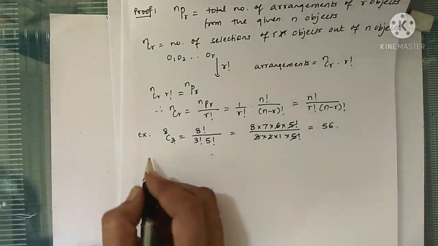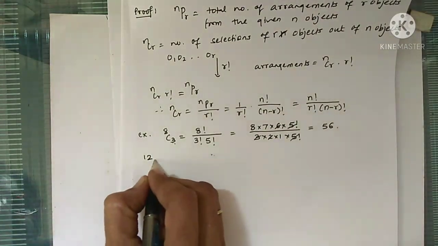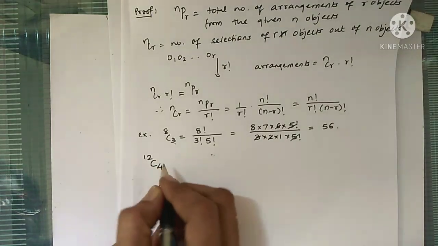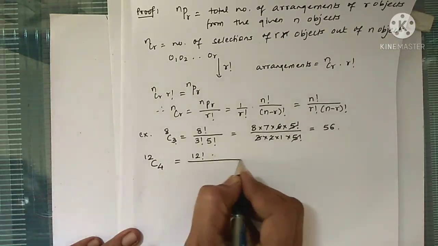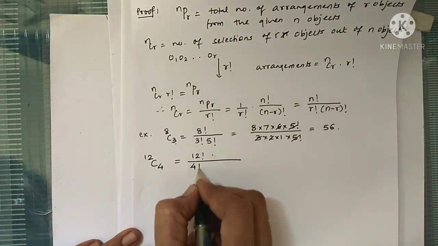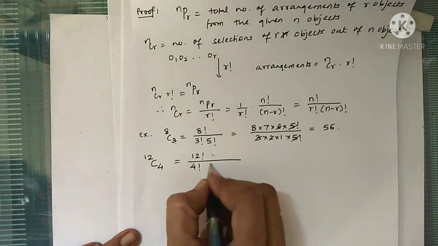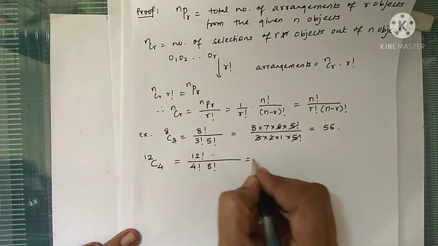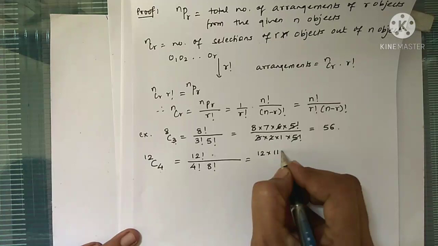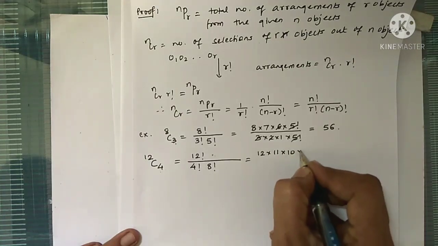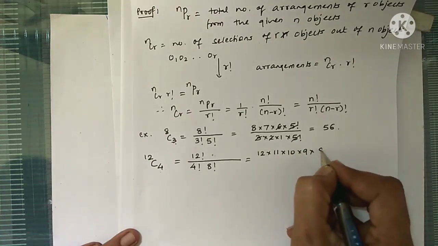Let's solve one more question. Let's take 12C4. 12C4 is 12 factorial, then the factorial of this number, factorial of the difference, 8 factorial. Let's write 12 up to 8 factorial: 12, 11, 10, 9, 8 factorial.